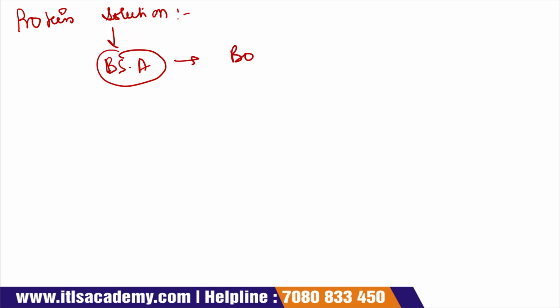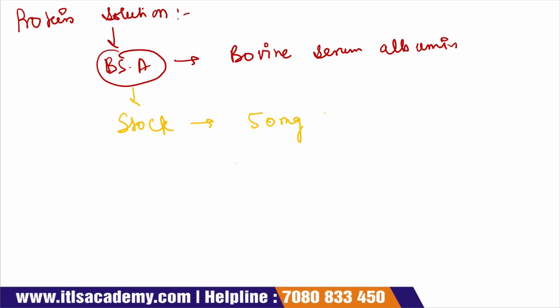Now, next is your protein solution. Here we require one protein, that is BSA, which is known as bovine serum albumin. First of all, we have to prepare the stock of BSA, and it is prepared by dissolving 50 milligrams of BSA into 50 ml of distilled water.